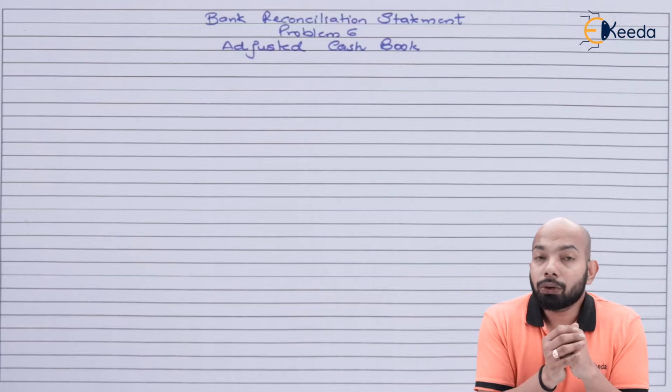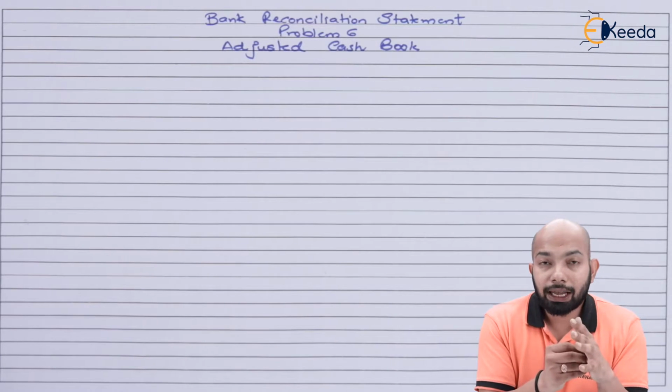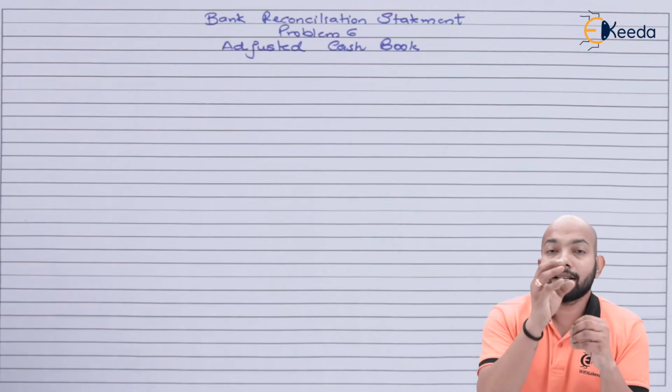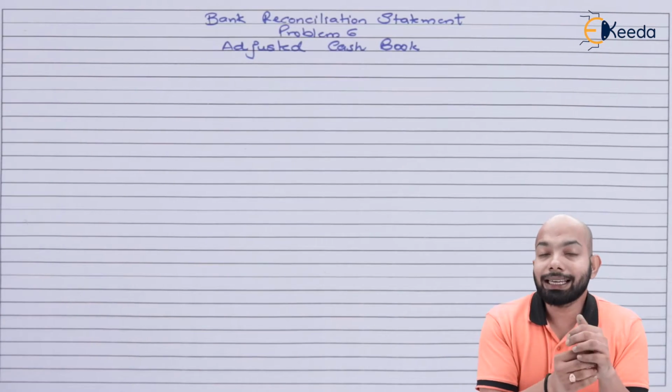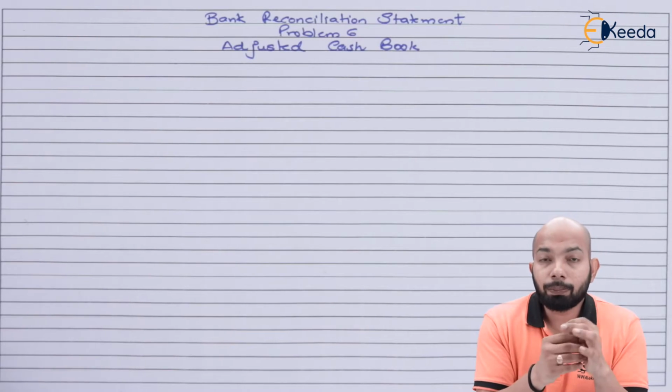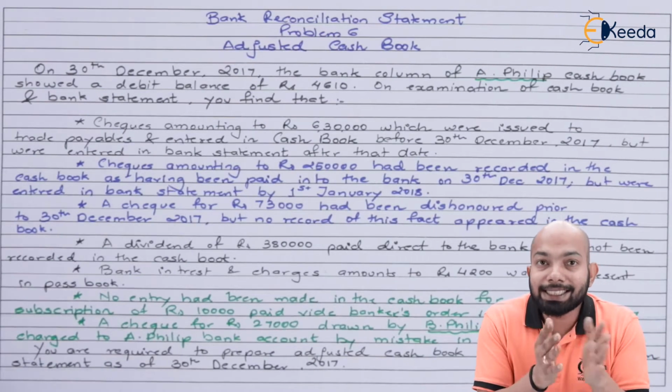So now we are going to prepare the adjusted cash book on the basis of the discussion that we had earlier regarding the balance that has to be taken forward from that cash book balance to the bank reconciliation statement. So we'll have to prepare illustrations according to that itself. So let's start with the question first. The question has been mentioned here. Let's read it out for you.